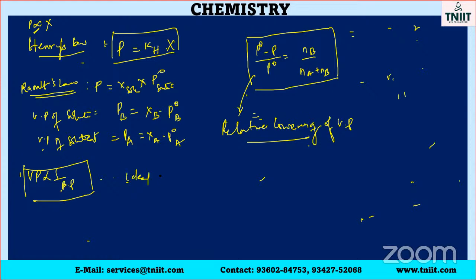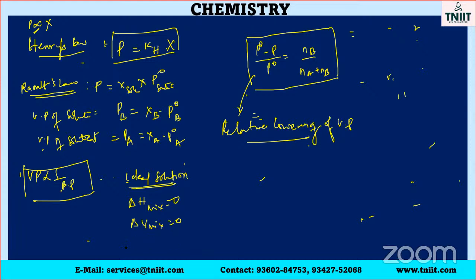Now, if a solution obeys Raoult's law at all conditions, then we call those kinds of solutions an ideal solution. So, in case of ideal solution, delta H of mixing is equal to 0. That means when we mix two solutions, no heat is liberated or absorbed. Therefore, delta H, enthalpy of mixing, is 0. Likewise, delta V of mixing is also 0. When we mix two solutions, there is no change in volume because there is no chemical reaction taking place. Therefore, delta V of mixing will also be 0.